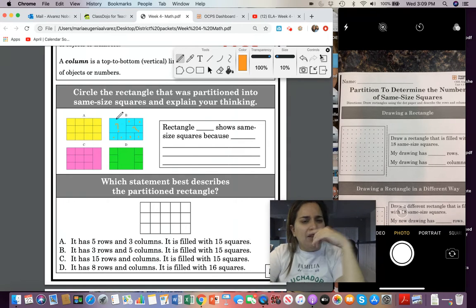Is B, the shape in B, did they divide all that shape into equal squares? No, some of them are bigger than others, some of them are not even squares. So it's definitely not B.